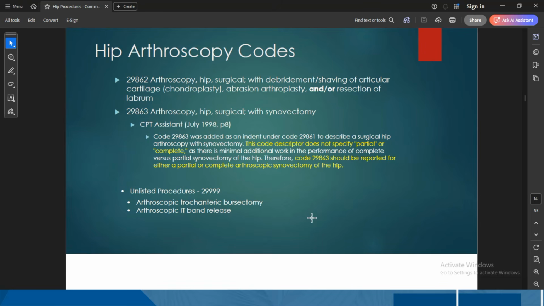And in the documentation, if we see arthroscopic trochanteric bursectomy as well as arthroscopic IT band release, we don't have any separate set of codes, you need to use 29999. If the documentation contains arthroscopic trochanteric bursectomy, you need to use 29999. If the documentation contains arthroscopic IT band release, you need to use 29999. IT band means iliotibial band release.